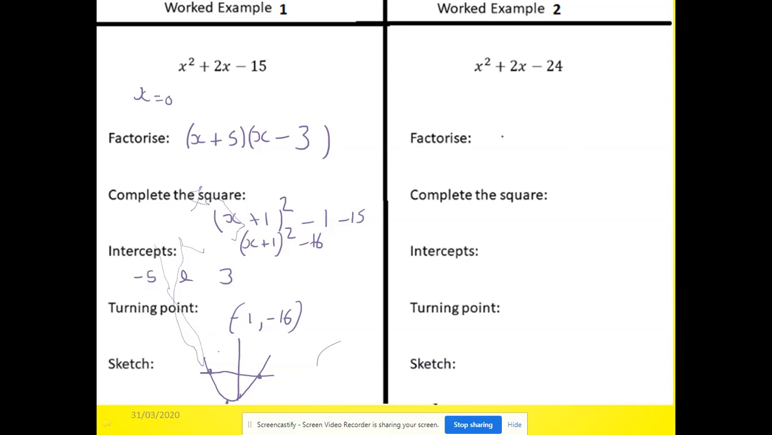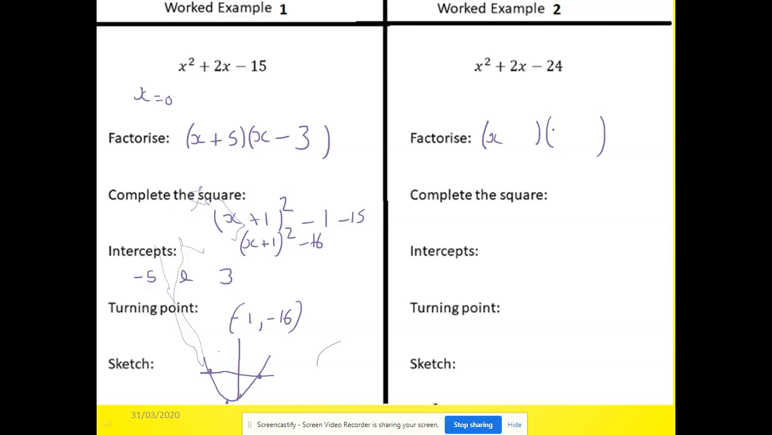Okay, next example. Again, factorizing. So I was looking for a double bracket. Remember, if you struggle to factorize, you can always complete the square, and that will always give you the two answers. If it says leave it in surd form, it probably means that you're not wanting to complete the square. You could do that, but you're probably wanting to use the quadratic formula.